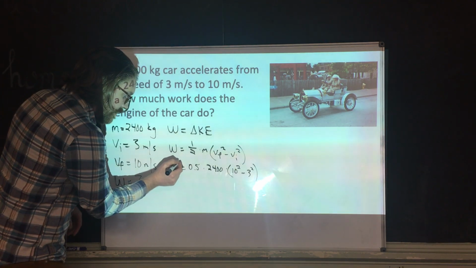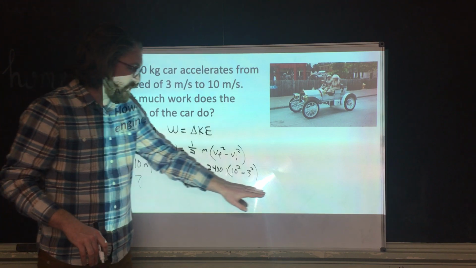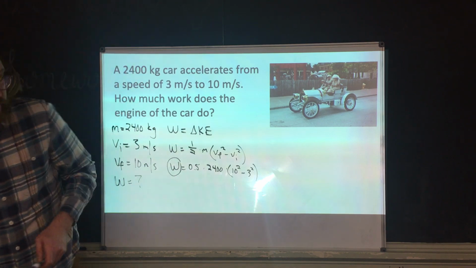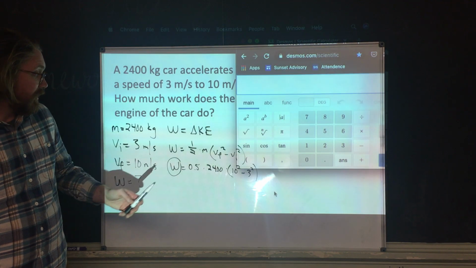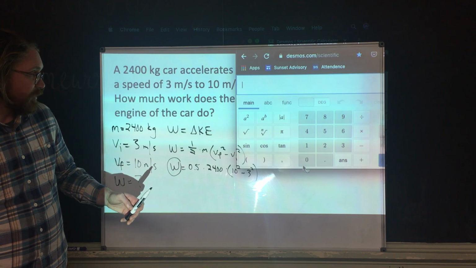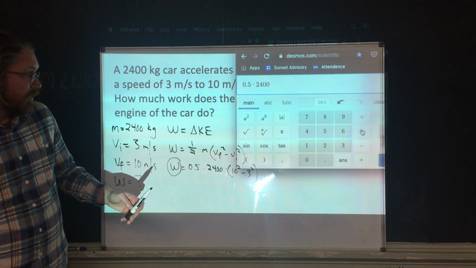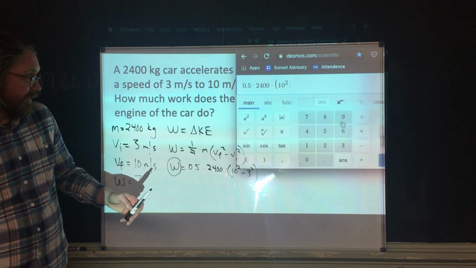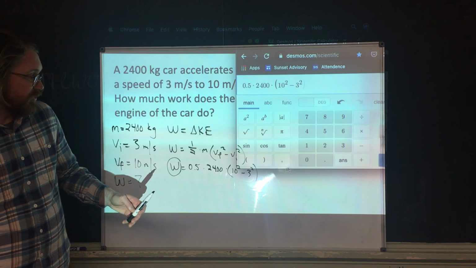Now look at this problem. We have our W, what we're looking for, our variable, all by itself. So all we have to do is put this in our calculator. All right, so bring up my calculator. We're going to put it in just like we see it. So we're going to put in 0.5 times 2,400 times, and this is important, parentheses, 10 squared minus 3 squared. We're going to close that parentheses.